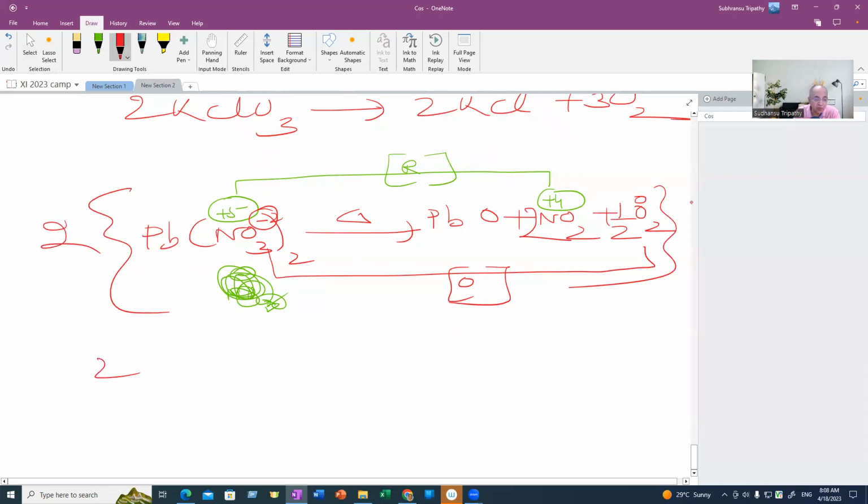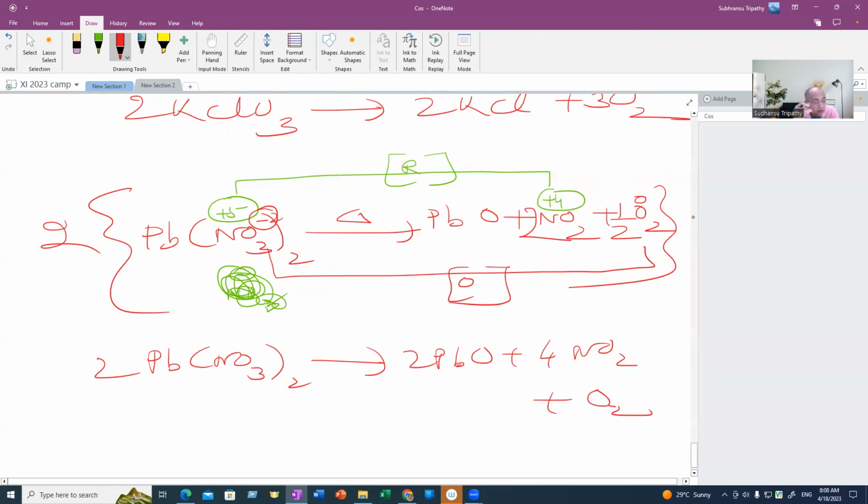So it becomes 2 Pb(NO3)2 giving 2 PbO plus 4 NO2 plus one O2. The half becomes 2 after multiplying, leaving one O2. So this is the fractional way: hit and trial with a fraction, then eliminating the fraction. That is the way you balance the equation.